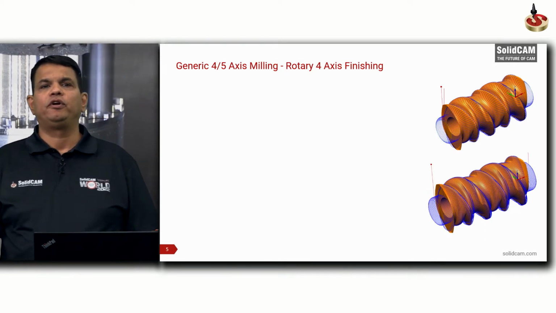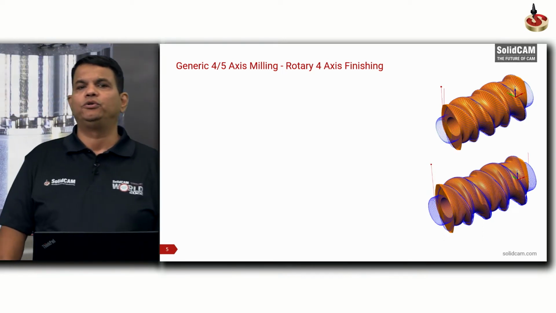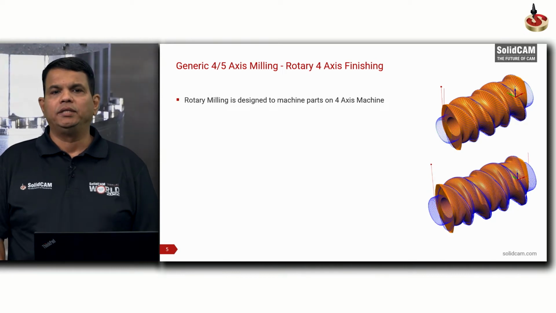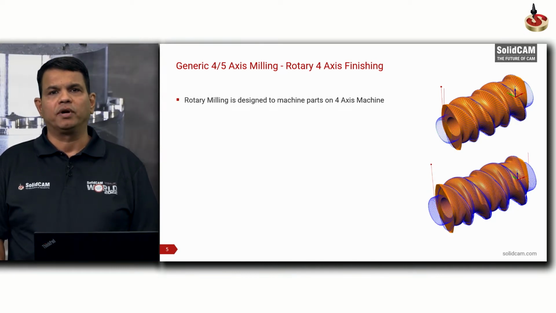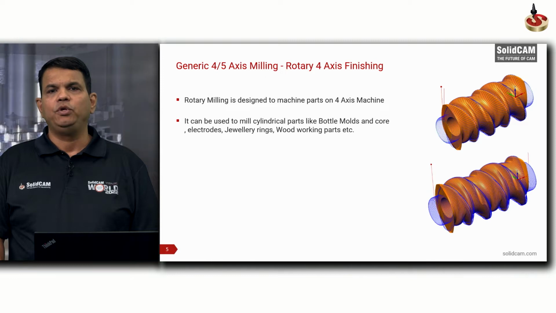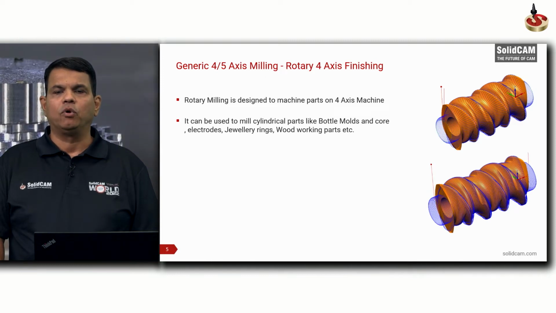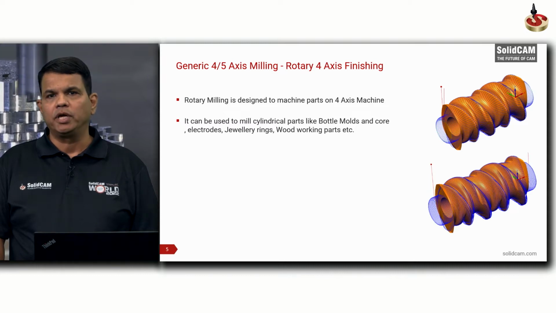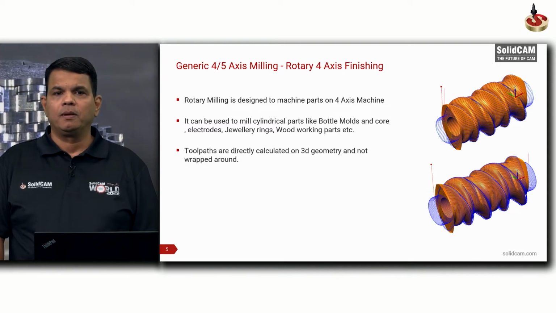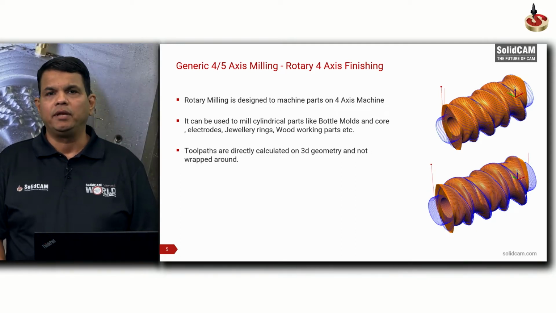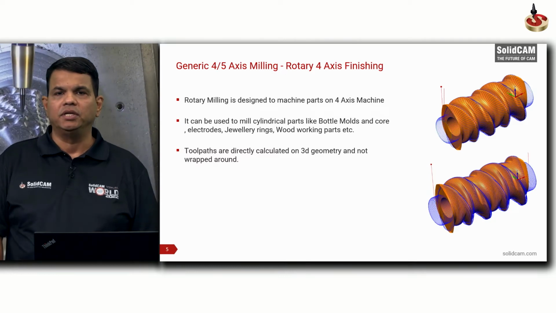Part of the generic 4 and 5-axis machining is also a rotary 4-axis finishing. This is designed to machine parts on a 4-axis milling machine. It can be used to machine cylindrical parts like bottle molds, cores, electrodes, jewelry items, woodworking panels, etc. Tool paths are directly calculated on the part and not wrapped. It's very important because we do the slicing and we do the cutting directly on the part, and we don't take a planar tool path and then wrap it around the cylindrical space.